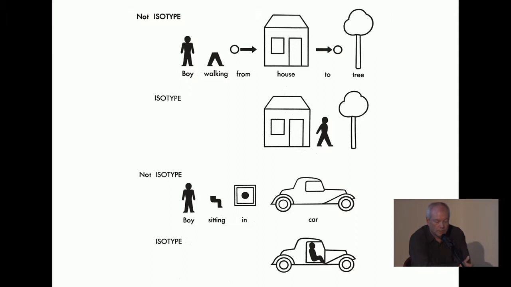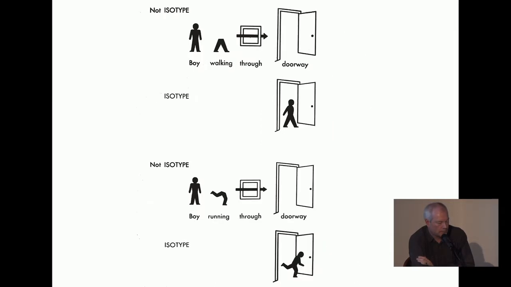Some examples were prepared around 1936 to show how statements such as boy walking from house to tree should be shown in isotype. So you have a not isotype example where there's a separate picture element for each word, but then you have isotype, which is more a kind of synthetic pictorial description of the same thing. So again, not isotype and isotype.